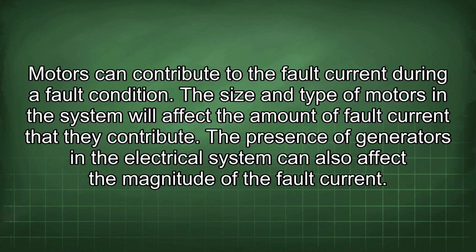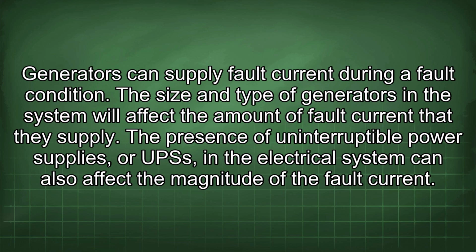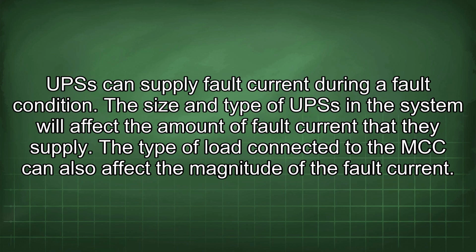The presence of generators in the electrical system can also affect the magnitude of the fault current. Generators can supply fault current during a fault condition. The size and type of generators in the system will affect the amount of fault current that they supply. The presence of uninterruptible power supplies, or UPSs, in the electrical system can also affect the magnitude of the fault current. UPS can supply fault current during a fault condition. The size and type of UPS in the system will affect the amount of fault current that they supply.